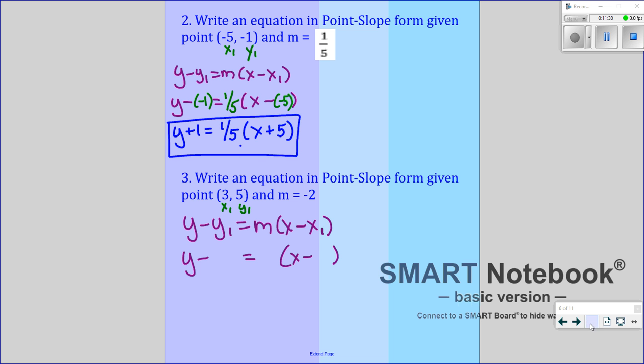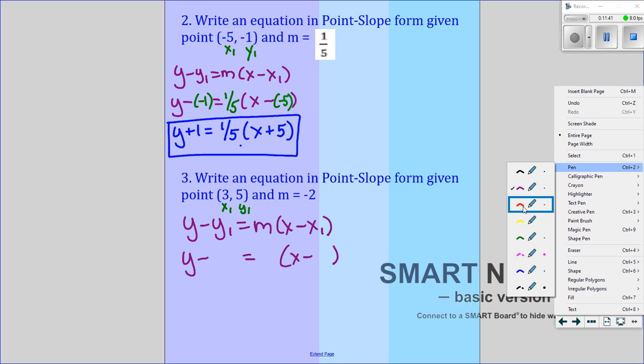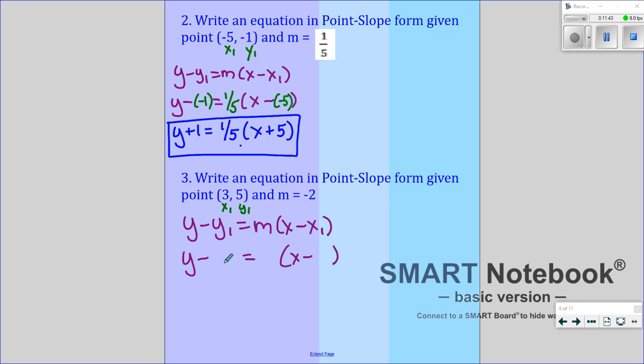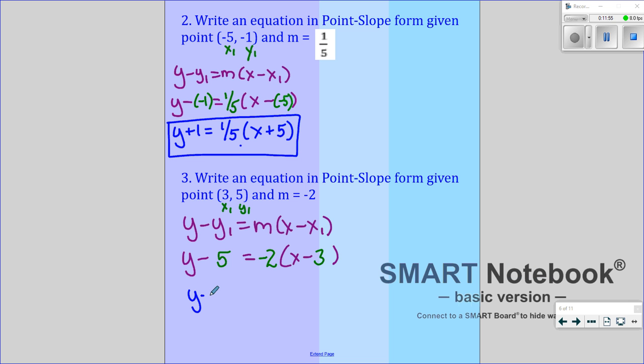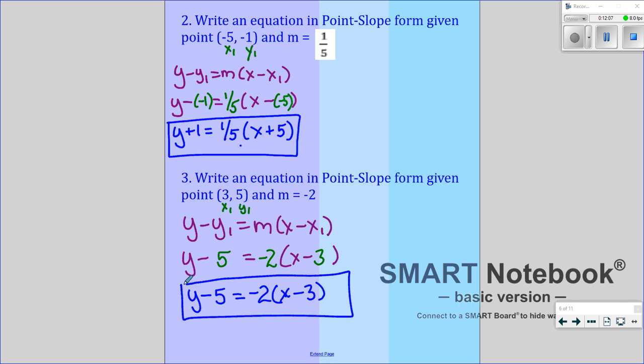Minus, and then plug in, in green, the information that they gave us. So my y1 is 5, my m is negative 2, and my x1 is 3. And then in blue, I'm going to simplify. So I get y minus 5 equals negative 2 times x minus 3. And that's our point slope form.